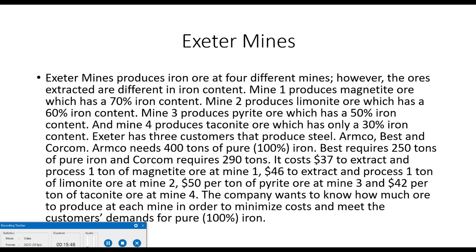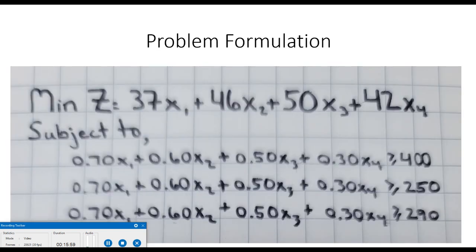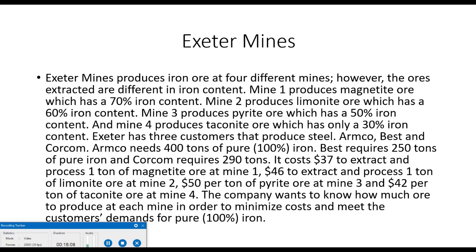This question is not overly challenging if we understand what is being asked. So let's look at our equation formulation and then refer back to this page when necessary. We see it's min z equals 37x1 plus 46x2 plus 50x3 plus 42x4. That is very simply the information given to us at the bottom, which is our cost per item.